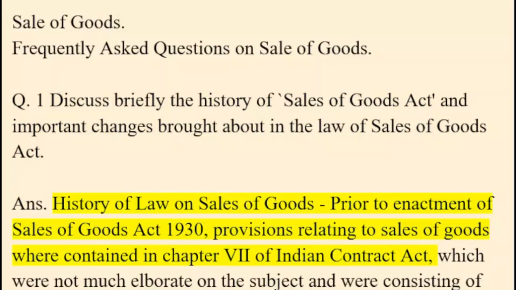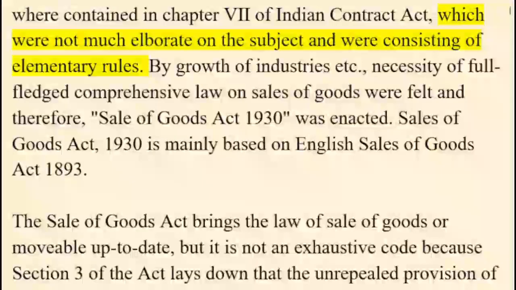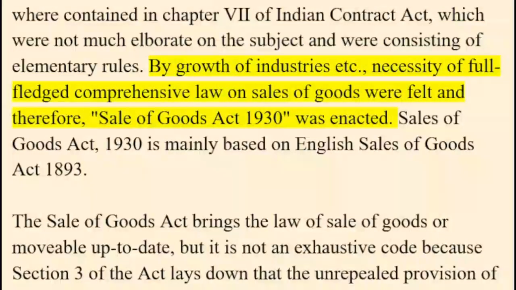History of Law on Sale of Goods. Prior to enactment of Sale of Goods Act 1930, provisions relating to sale of goods were contained in Chapter 7 of the Indian Contract Act, which were not much elaborate on the subject and consisted of elementary rules. By growth of industries etc., the necessity of a full-fledged comprehensive law on sale of goods was felt, and therefore, the Sale of Goods Act 1930 was enacted.